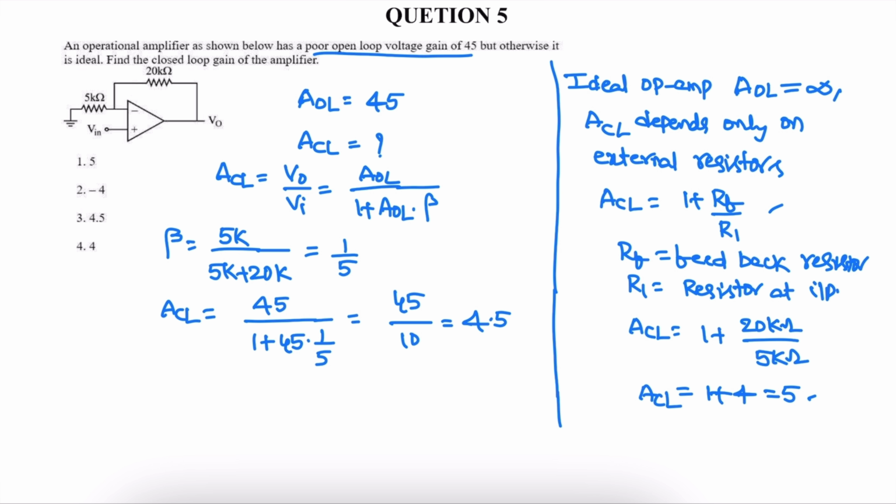So ideal op amp closed loop gain is higher when compared to the closed loop gain of practical amplifier. So now the correct value is 4.5. Correct option is 4.5. That is option 3.